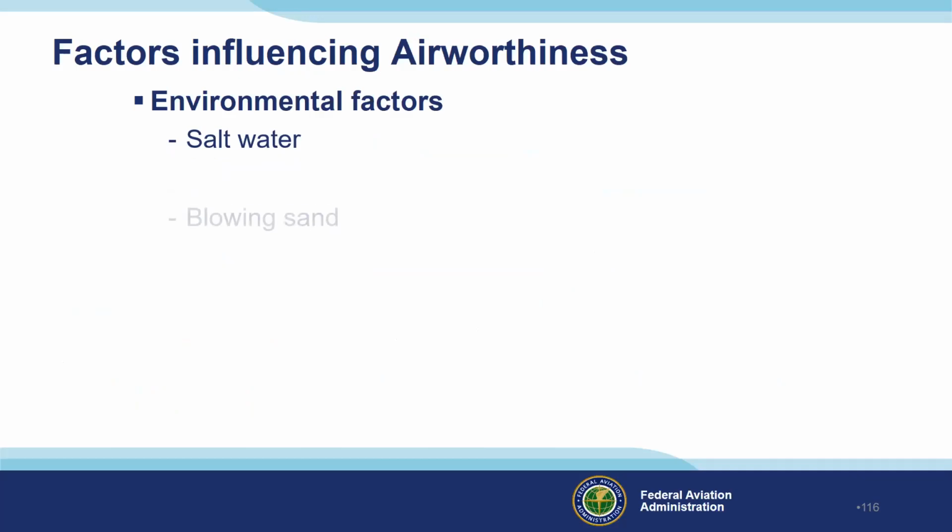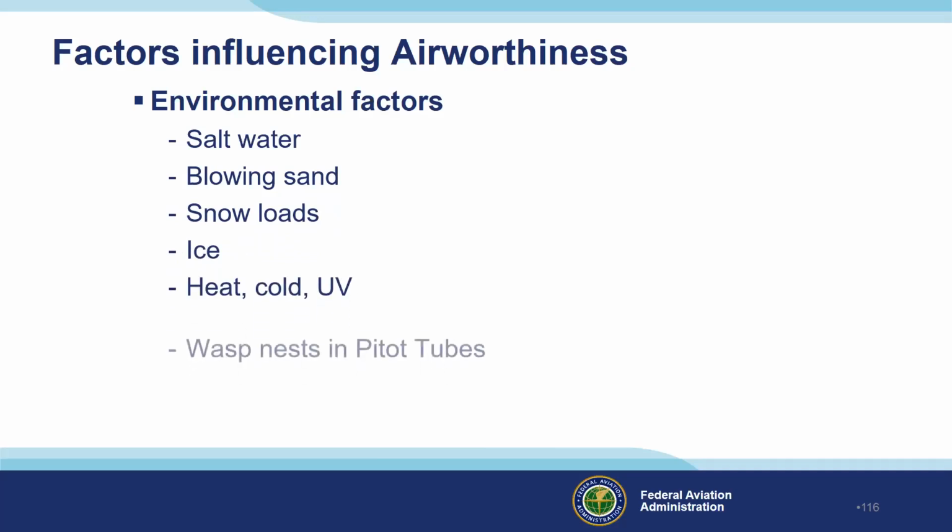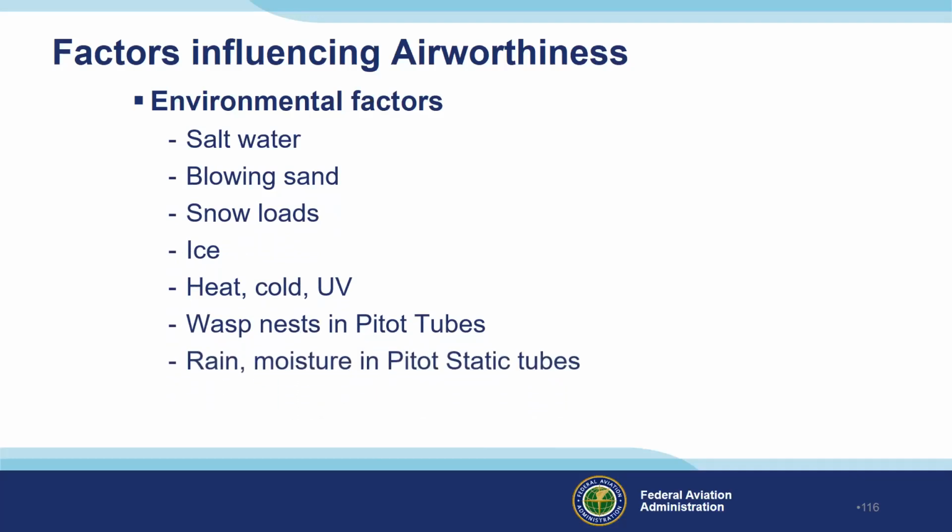There's also environmental factors. Here's the ones I could think of: salt water, blowing sand, snow loads. I've seen airplanes with 3 feet of snow on the horizontal stabilizers and the nose was 3 feet in the air. Ice, heat, cold, and ultraviolet. UV really causes a lot of damage. Wasp nests in the pitot tubes. That happens quite often. They find out when they're not too far down the runway and they don't have any airspeed. Rain or moisture in the pitot-static tubes and corrosion.